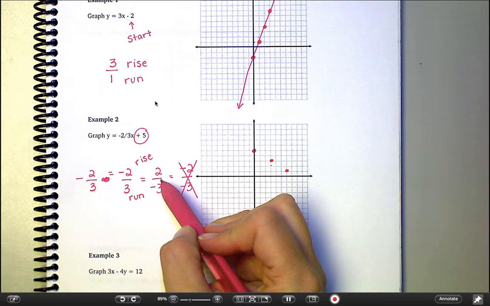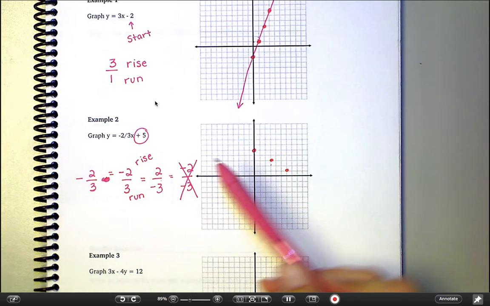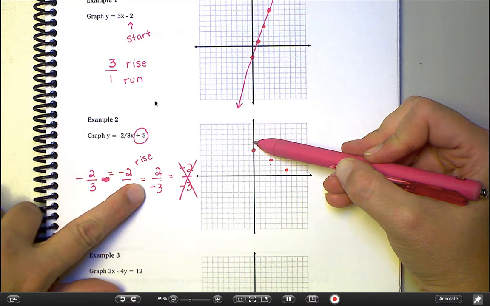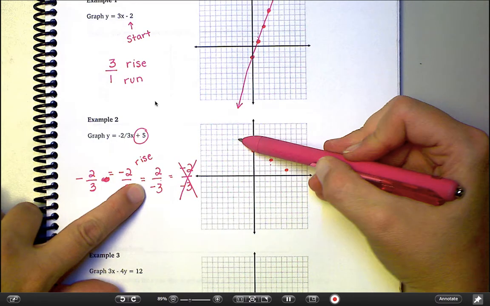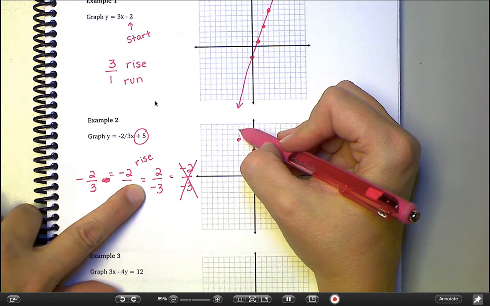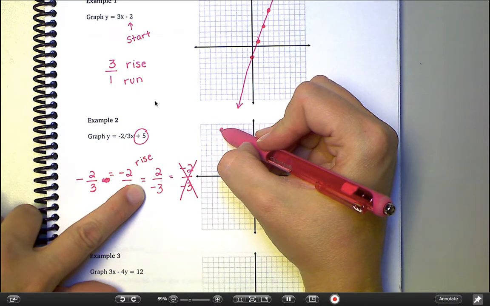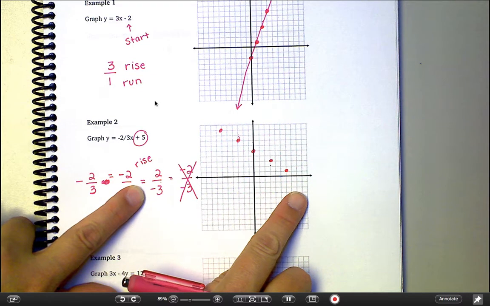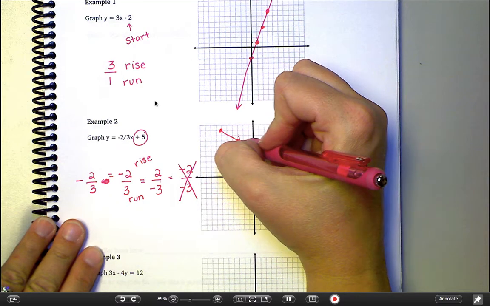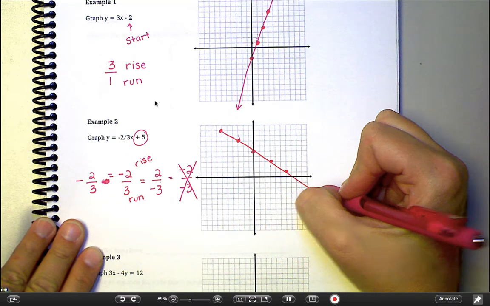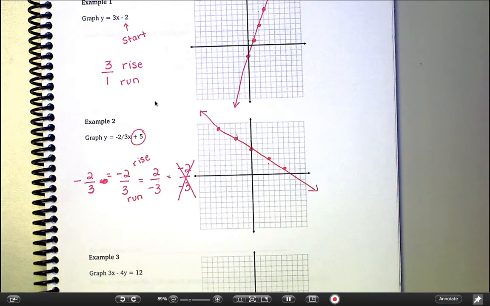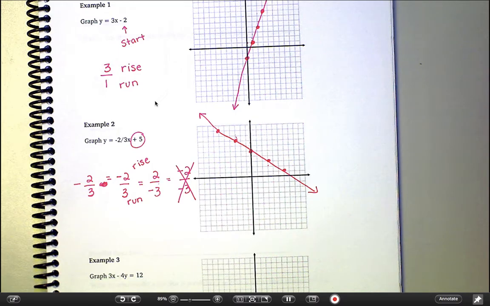If I were to go this other way and I have a positive rise, that would mean that I would go up 2. But then with a negative on my 3, that would send me to the left 3, and my point would end up right here. And then I could do the same thing, up 2 and to the left 3. But then notice that's all going to end up on the same line. So that's why it doesn't matter which one of these you do. They're all going to end up in the same location. Okay? So that's what that graph would look like, except that should be a little straighter, but ignore that.